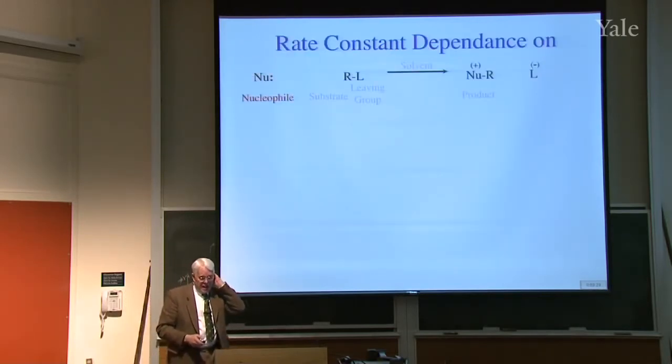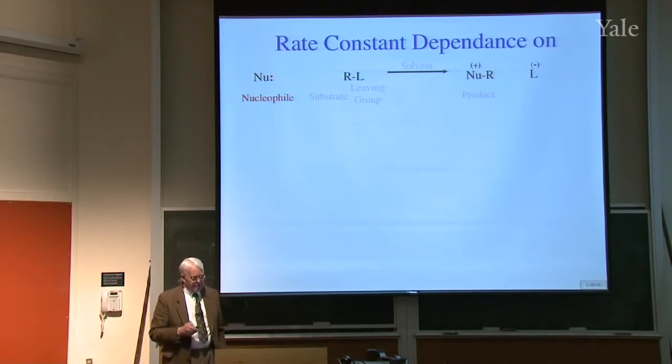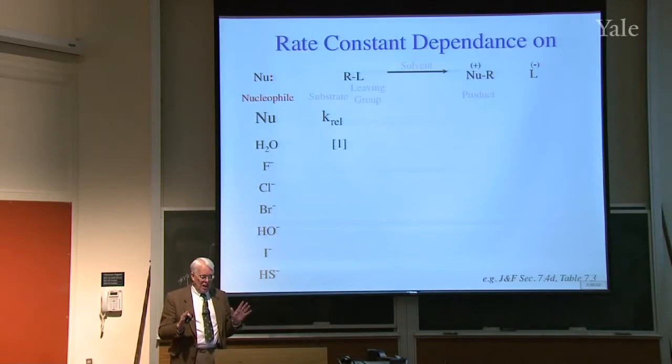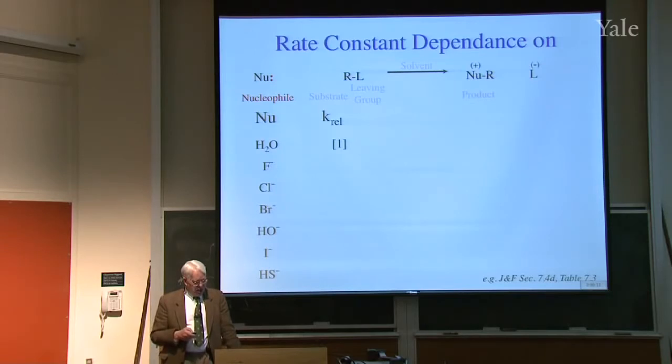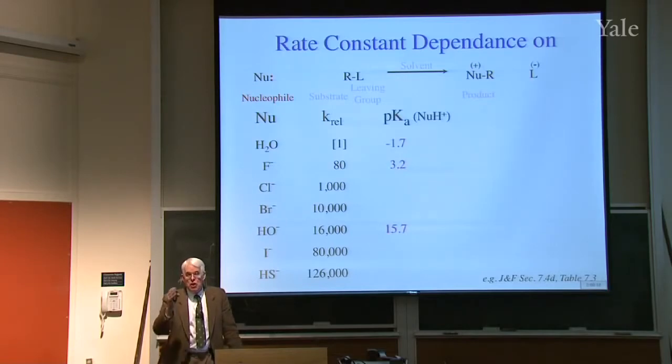Okay, so we've seen the rate constant dependence on R. Now we're going to look at it just really quickly on the nucleophile. Okay, so here are a bunch of nucleophiles, and they get faster and faster and faster. Okay, now is it the same with a proton?